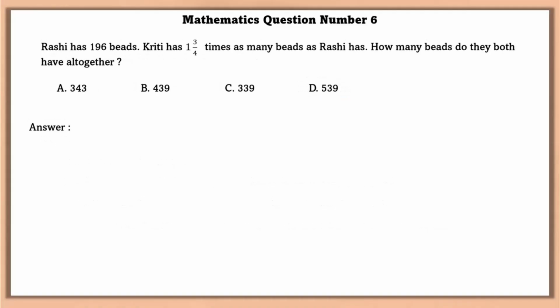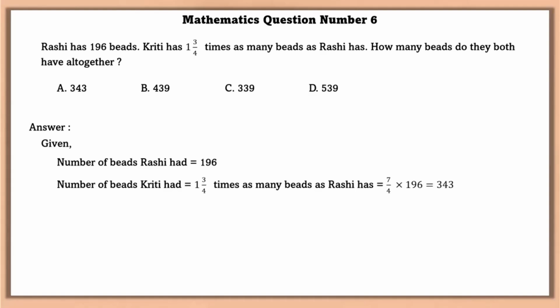Mathematics question number 6. Rashi has 196 beads. Kirti has 1 3/4 times as many beads as Rashi has. How many beads do they both have altogether? Given number of beads Rashi has is equal to 196. Number of beads Kirti had is equal to 1 3/4 times as many beads as Rashi has. That is 7/4 into 196. That is equal to 343. Number of beads Rashi and Kirti had is equal to 196 plus 343, that is 539.